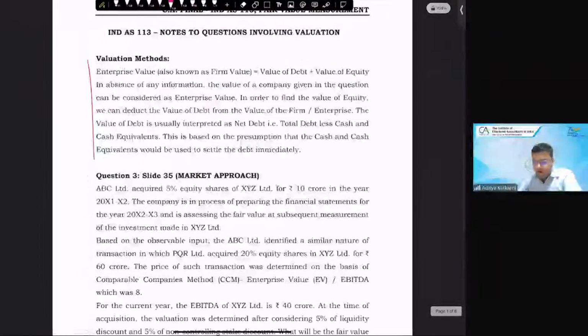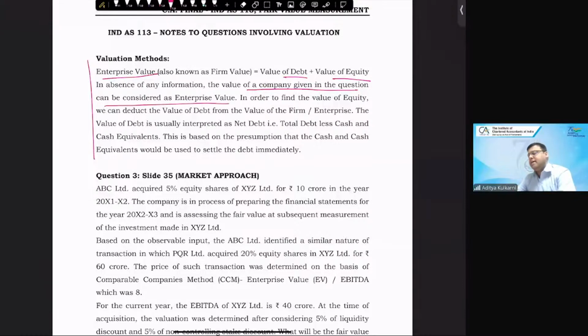Now when we talk about your valuation methods, we derive something known as enterprise value. Enterprise value is nothing but value of debt plus value of equity. Are you able to follow? Yes, value of debt plus value of equity. Now, in absence of any information, the value of a company given in the question can be considered as enterprise value, which is nothing but debt plus equity.